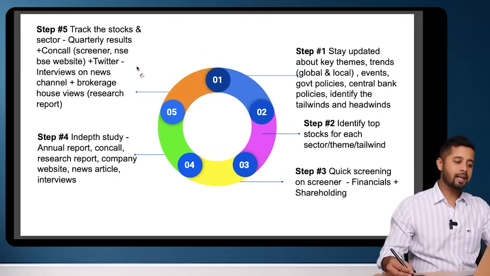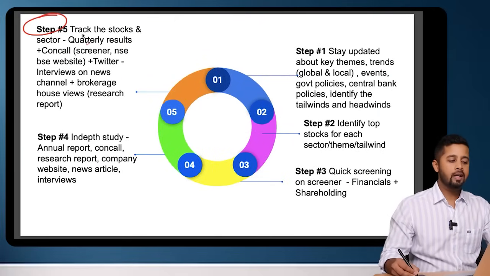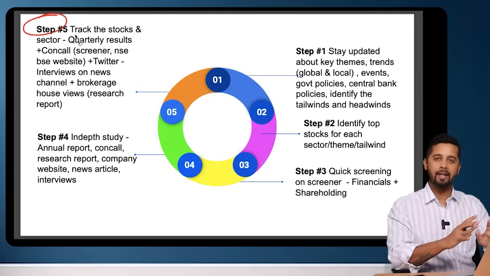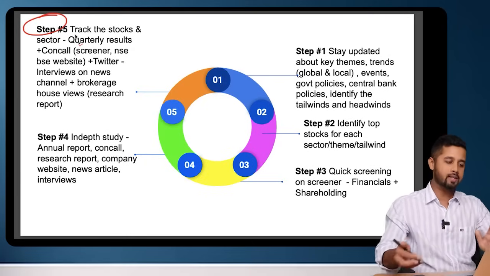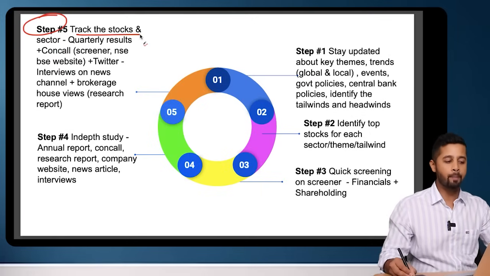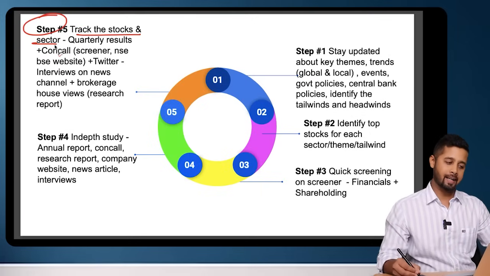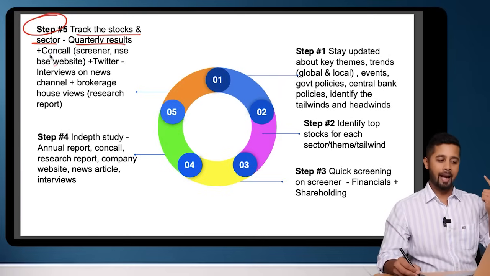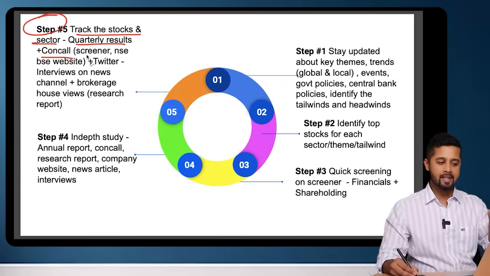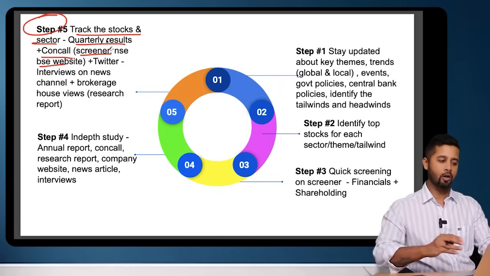Okay, now the final thing is step number 5, which is once you do the in-depth analysis, build your conviction, and let's say you invest money or put it in a watch list, the important step is to track the stock and the sector. Again, how do you do that? You have to look at the quarterly results as well as the concall, and we have discussed that. Screener and the NSE website also you will get.